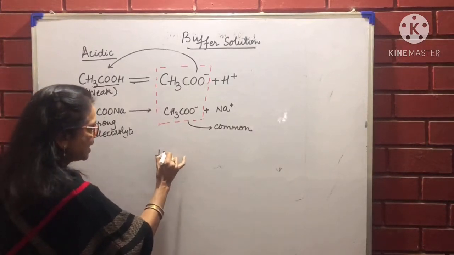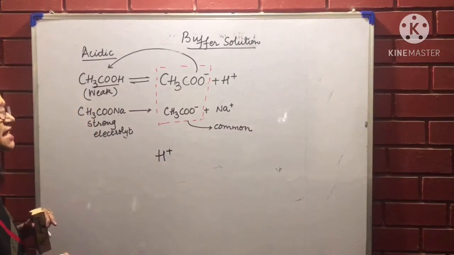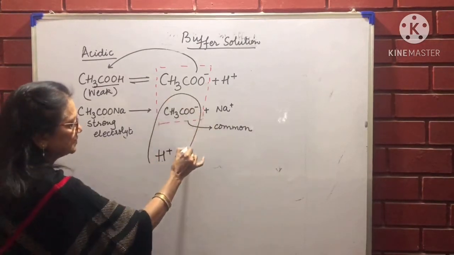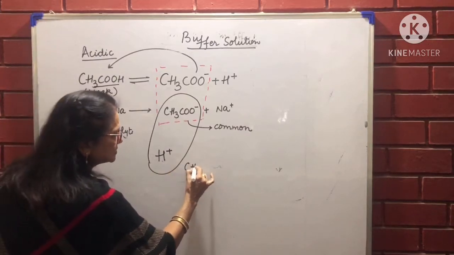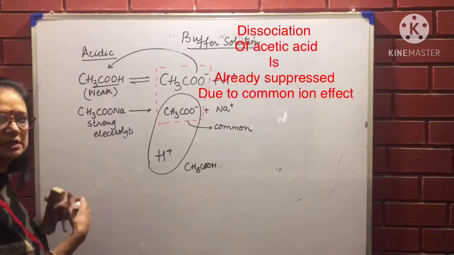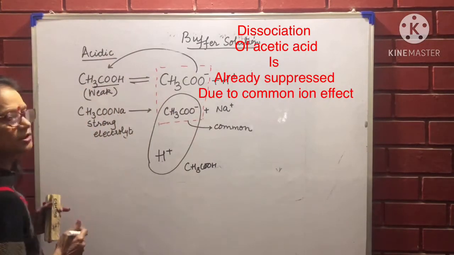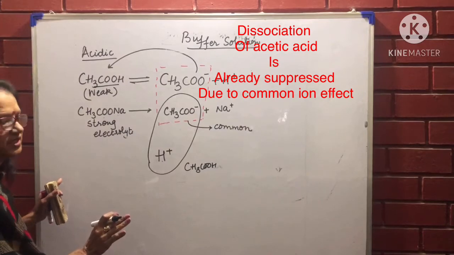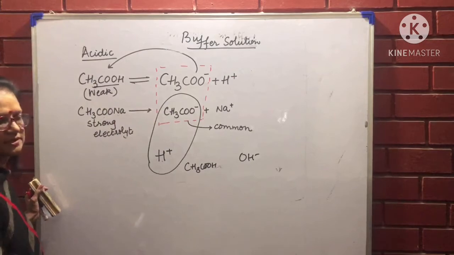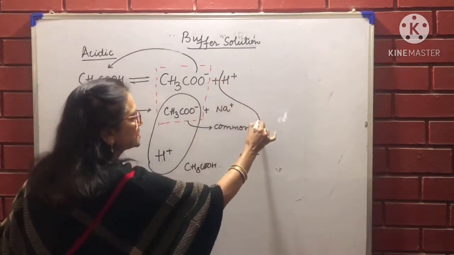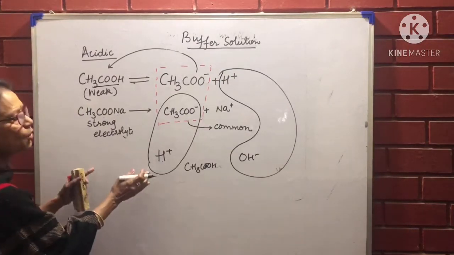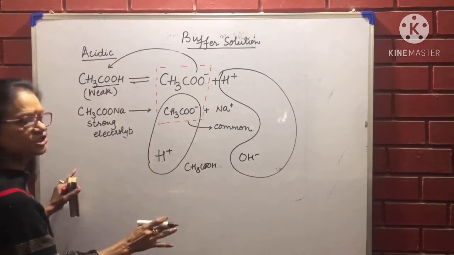If I add an acid, meaning H plus ions have increased. Now these H plus ions combine with acetate ions to form acetic acid. Now acetic acid is already very weakly ionized because the reaction is shifting on this side. So no change in pH takes place. If I add a base means OH minus ions. OH minus ions combine with H plus ions to form water. So that means in both the cases, there is no change in pH.